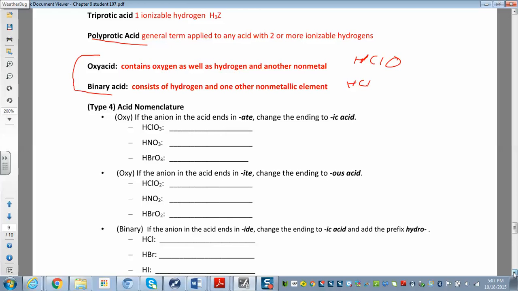For oxyacids, all we're really doing is looking at the polyatomic ion that is with the hydrogen. So you're going to have hydrogen and then a polyatomic ion. What we have to do is just name the polyatomic ion, and if the name of the polyatomic ion ends in ate, you're going to drop the ate and change it to ic acid. So for example, cover up this hydrogen for a second, and ClO3- is chlorate. So you drop the ate and add ic acid, and this just becomes chloric acid.